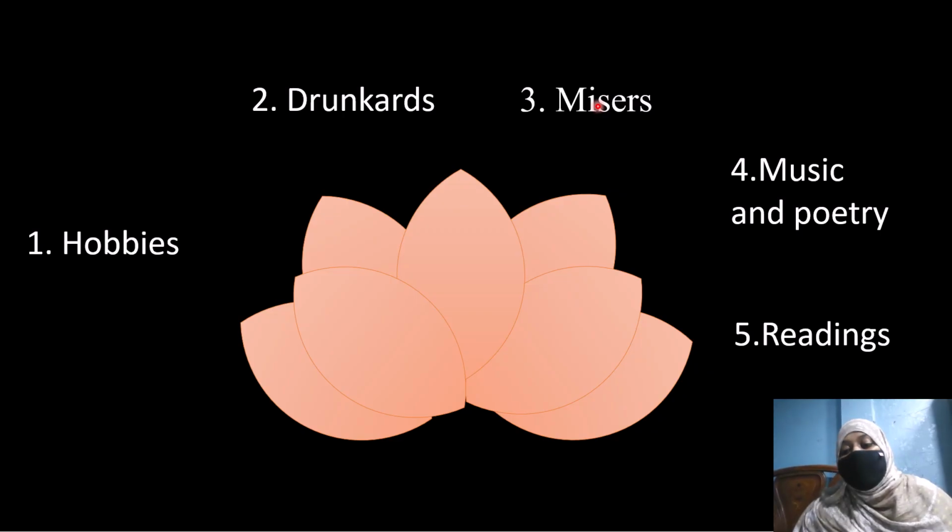Then the miser is a person who spends very little, even though he has a lot of money. For him also this law will not be applicable. Hobbies like music, poetry, readings, everything comes under hobbies, right? For music and poetry, if you're writing more and more, you're not going to get diminishing returns. Your utility will increase and you will do more, right? Reading also works in the same way. So these are the exceptions of the law.